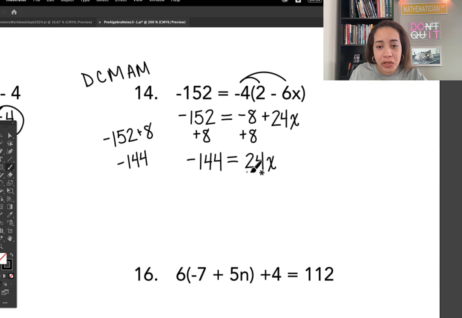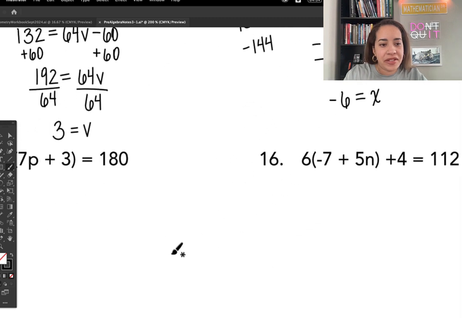We see multiplication over here. It was saying 24 times x was what was left over. So I need to do the opposite. I'm going to divide both sides by 24. Now I've got x all by itself on the right side, and on the left side, 144 divided by 24 is 6. And since they have different signs, we do get another -6 as our final answer.